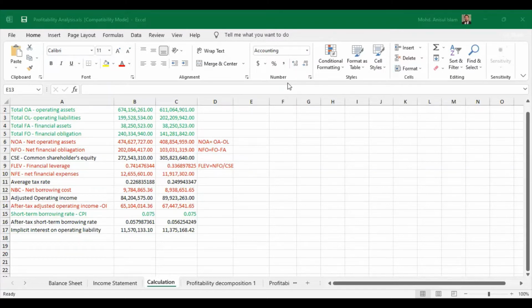So you might ask why, in the calculation of after-tax or adjusted operating income, we are adding back the rent income. The answer is that we are not utilizing the surplus cash, but if we would utilize the surplus cash, in that case we would consider it as a financial income.